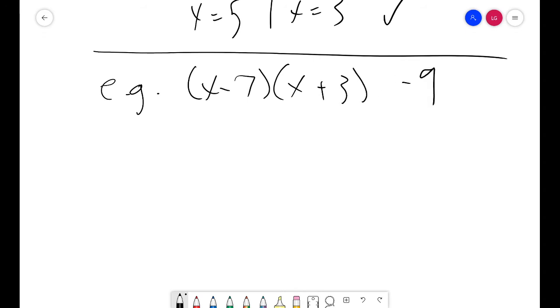So now the next layer, a question in the form that we haven't seen yet.